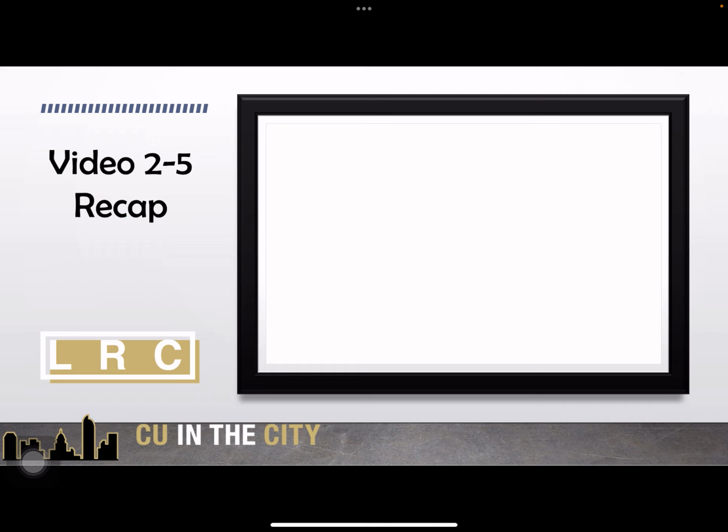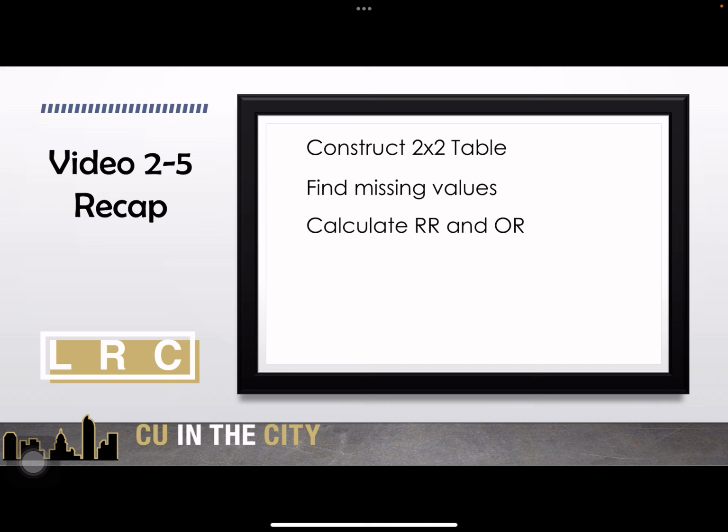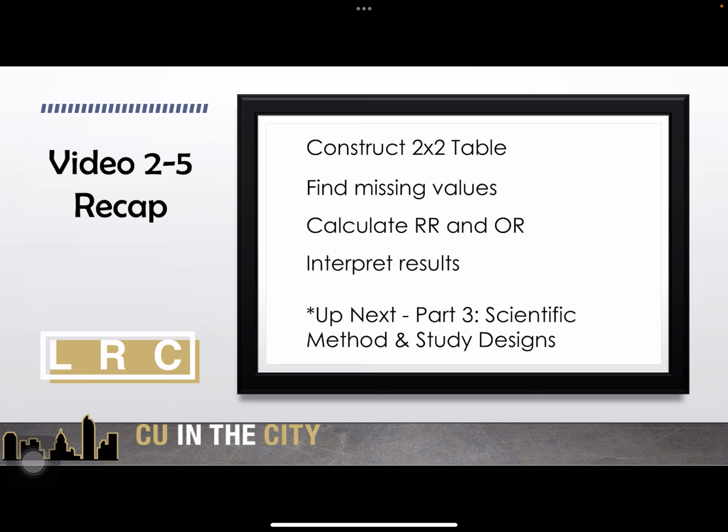To recap video number 5 in our 2x2 table series, we spent time working on an example from start to finish by building a 2x2 table, finding the missing values, calculating the risk ratio and odds ratio, and interpreting the results. Please continue to video series number 3 in the iPrep for Intro to Epi unit to begin learning how to identify different study designs.